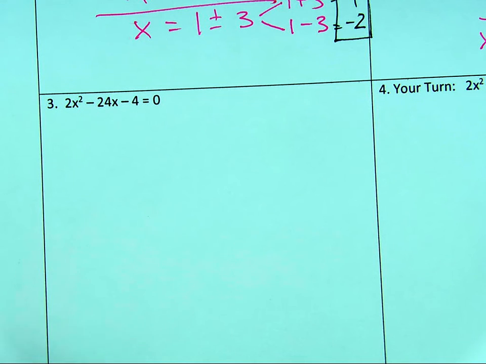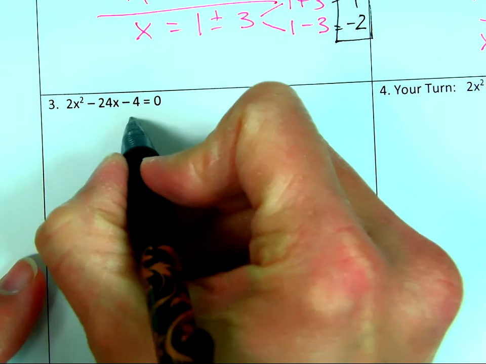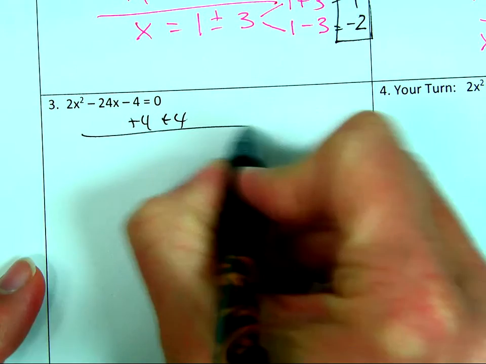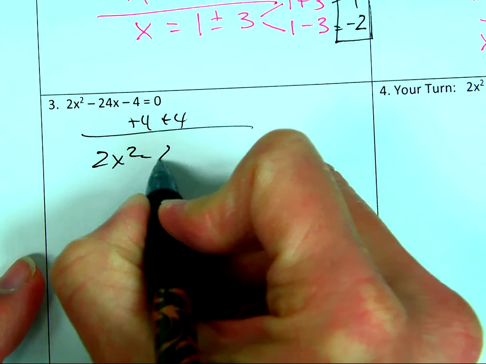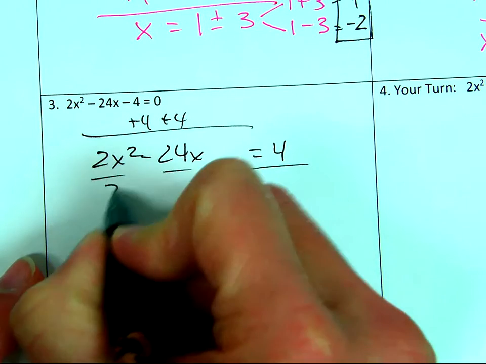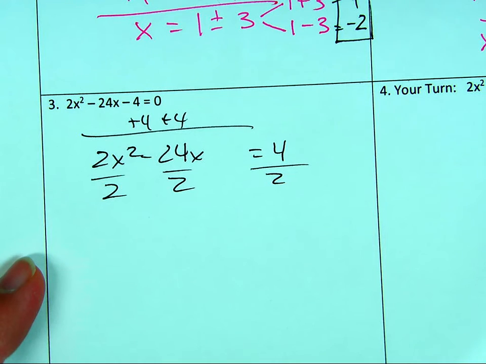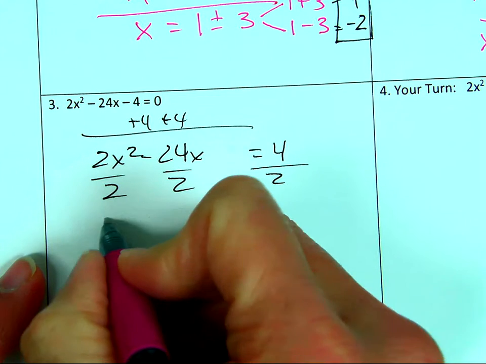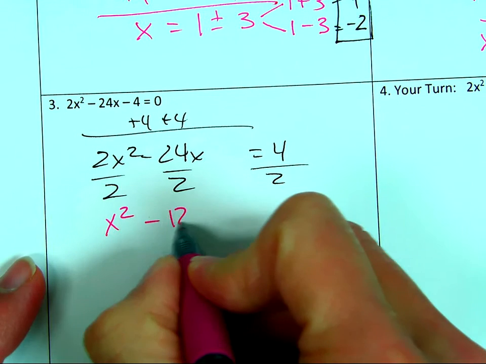Now these ones, the answers I should say, are going to be irrational. So we still do the same thing. We add 4 to both sides. So we get 2x squared minus 24x equals 4. We're going to divide everything by 2 to get our a equal to 1. So I end up with x squared minus 12x equals 2.